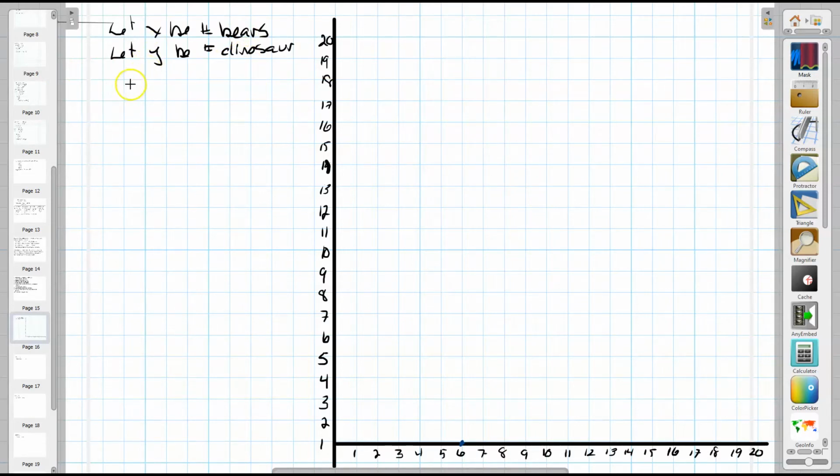John has a maximum of 20 stuffed animals, so that means x plus y has to be less than or equal to 20. So it can be equal to 20, but it can't go over 20, right? It's a maximum. So there's our first constraint.